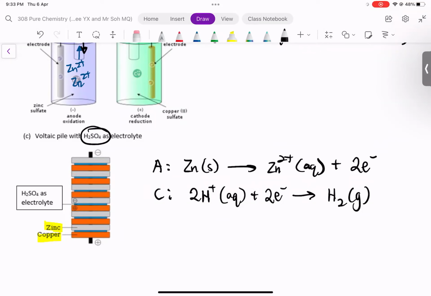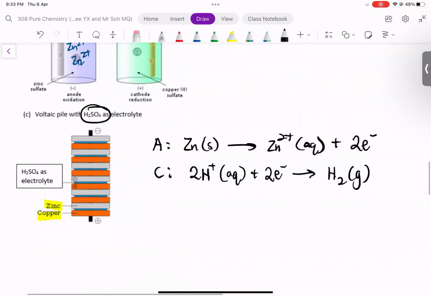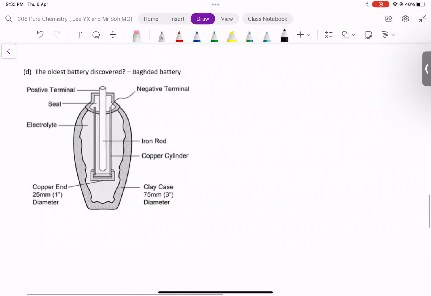Okay? So let's move on to the last one. I think it is the last one. Oh yeah, last one. Okay, let's move on to the last one, shall we? Now the last one is interesting. I put a question mark there some more. The oldest battery discovered, question mark, because we don't know for sure.